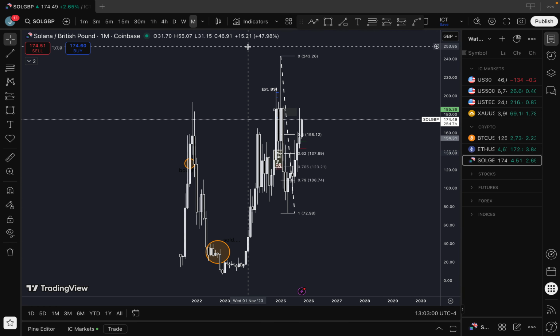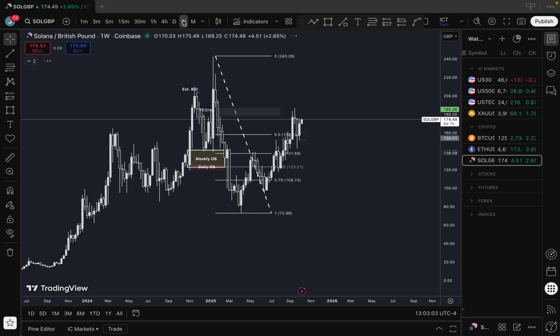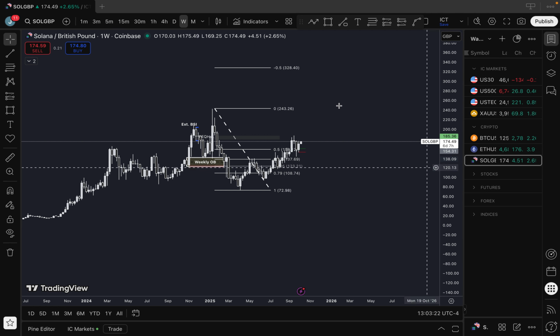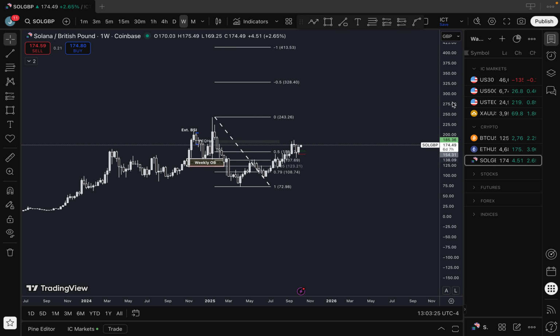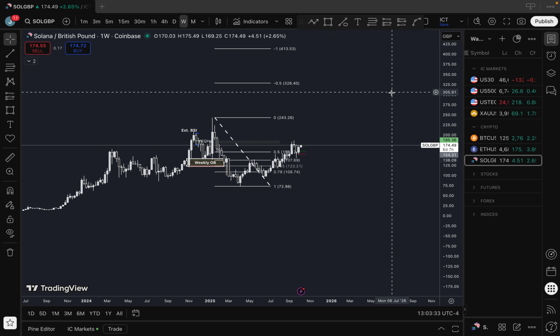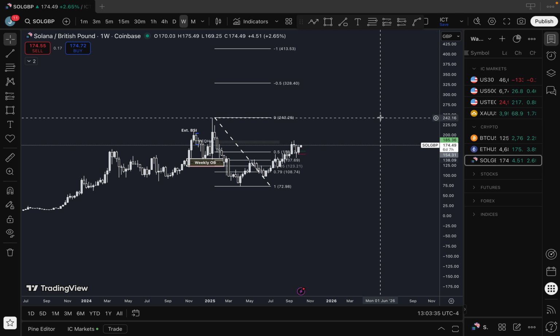In terms of Solana, yeah, similar sort of thing going on at the moment. We filled this imbalance across here. Nice reaction back down. And then continuation, wouldn't be surprised we see this push up a bit more. Eventually, I do want to see Solana up at like 330 and then 413, but I think we've got quite a way to go before we see those sorts of prices, with the all-time high being, what is that, like 240, 244.